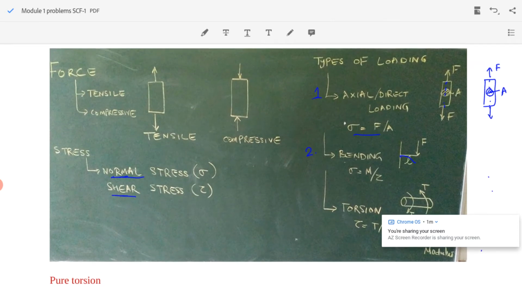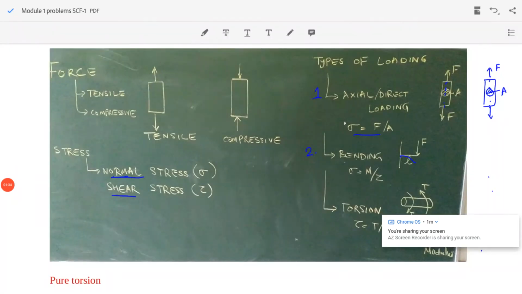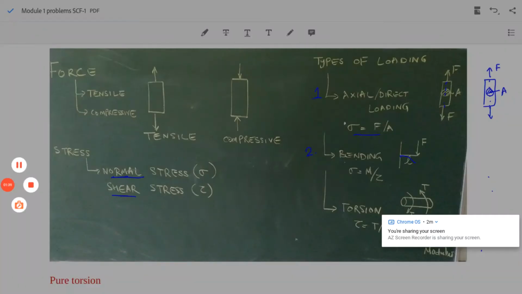Here we can see that in all the cases they have uniform cross section. However, in practical cases we cannot ensure such uniform cross section. There will be keyways, fillets and sudden changes in cross section. In such cases we consider stress concentration.